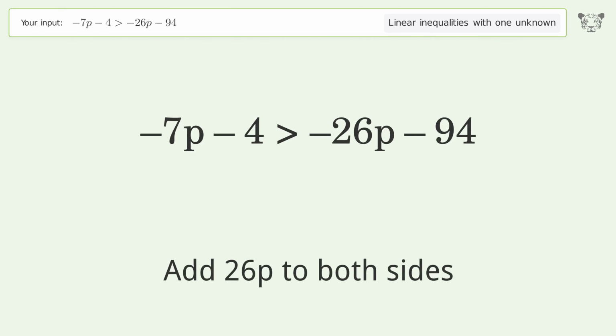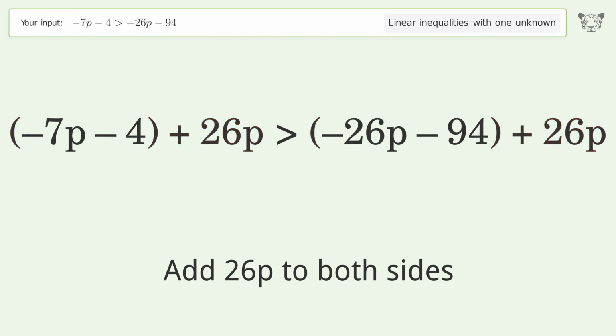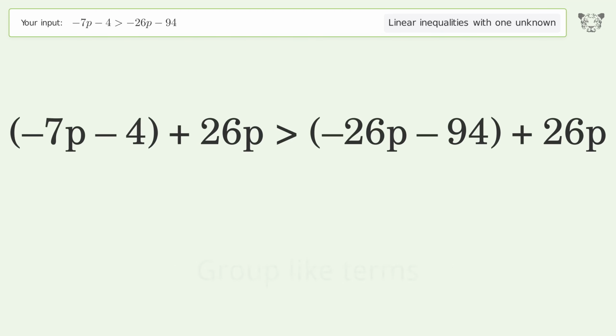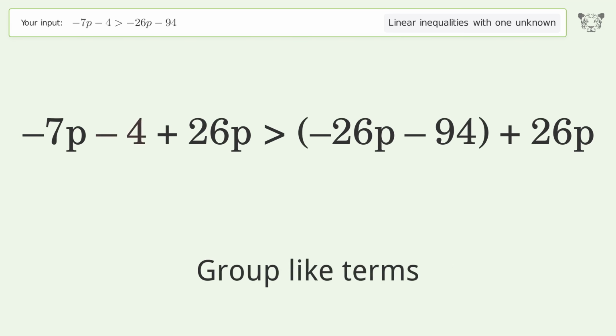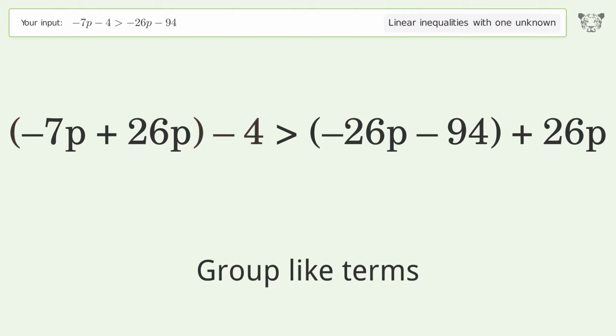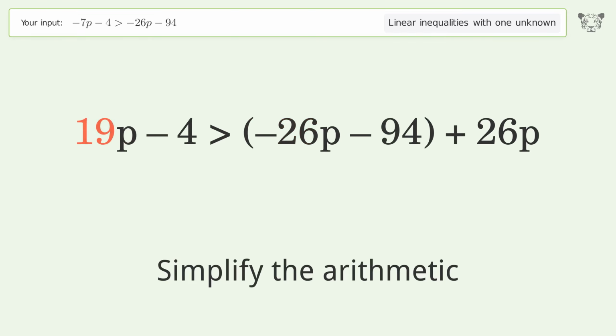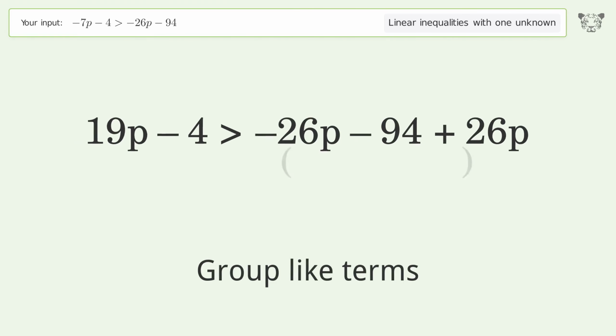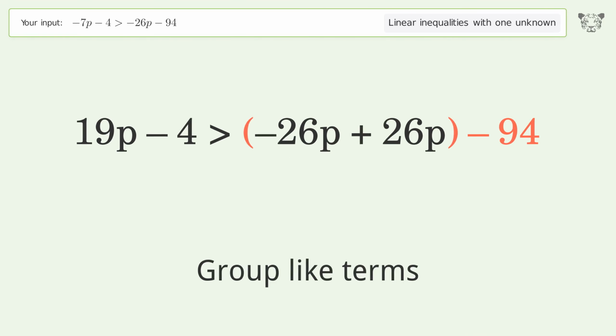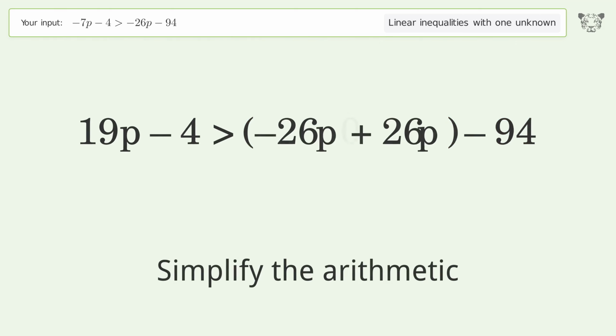Add 26p to both sides. Group like terms. Simplify the arithmetic. Group like terms. Simplify the arithmetic.